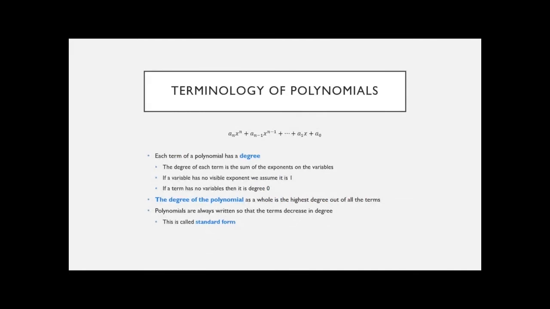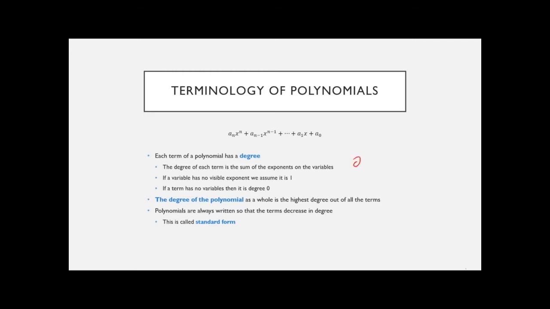So next we have degree. We're going to talk about the degree of a polynomial. First we're going to look at each term, those are the things separated by pluses and minuses. The degree of a specific term is the sum of the exponents on the variables.